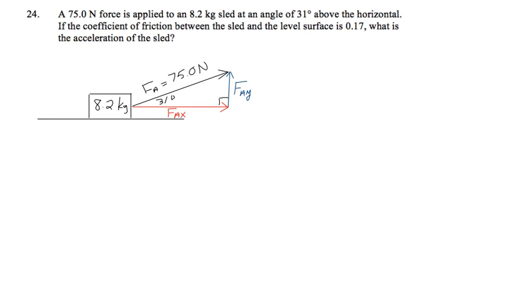So I have that. Now it does say that there's a coefficient of friction. If there's a coefficient of friction and it's not zero, then there is friction. So we're going to have friction in the direction opposite to the direction of motion, because friction usually opposes motion. So we're going to have that in that direction.